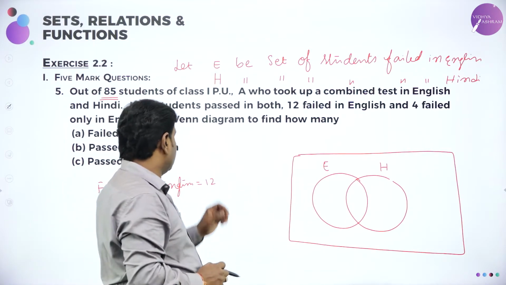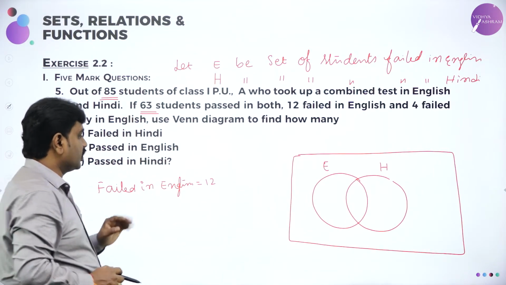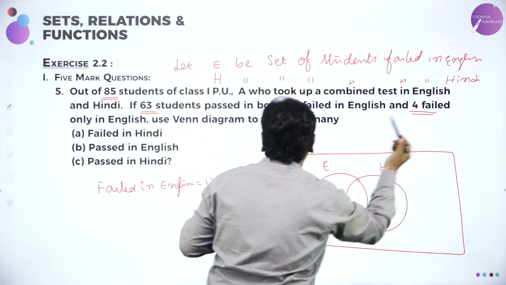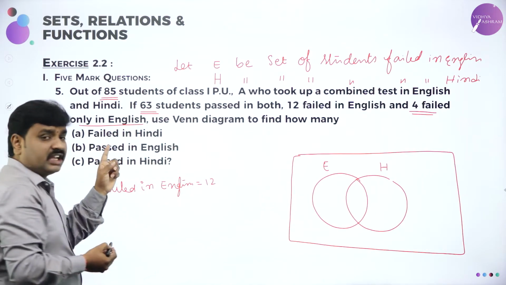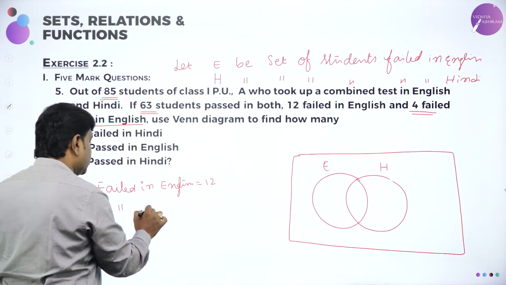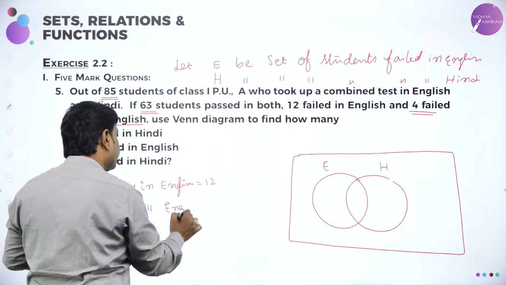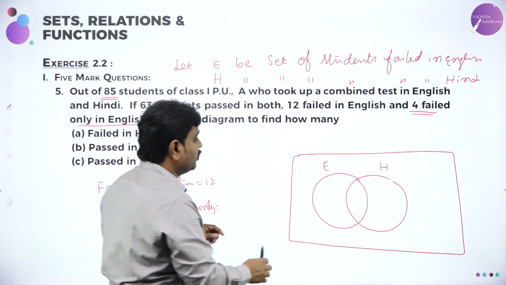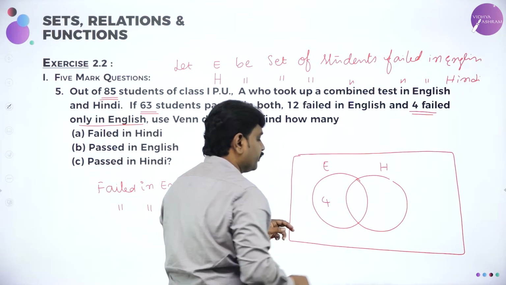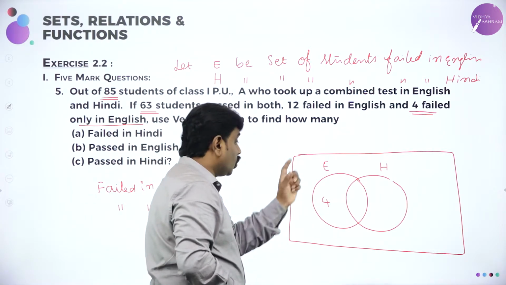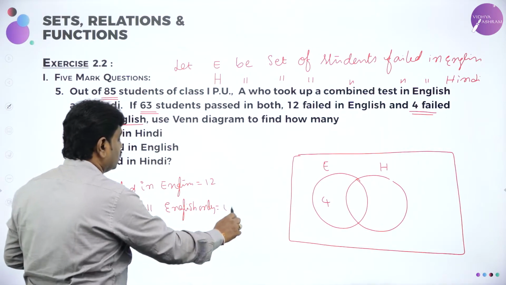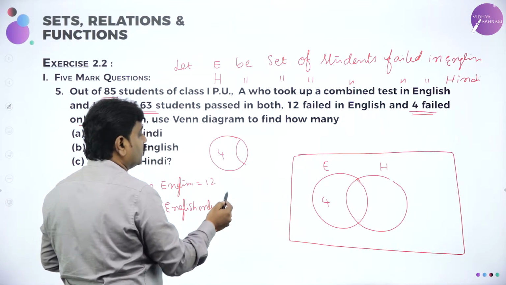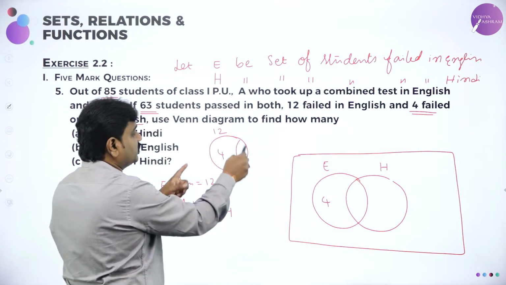Now, total students failed in English is 12. Only English, 4. 4 failed in English only. Please read this carefully. My dear students, English only means only this region. This region is 4. Total should become how much? 12. If I take this set, this part is 4, but the total is 12.